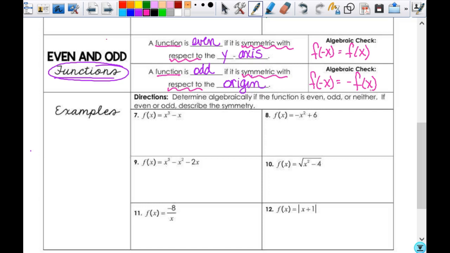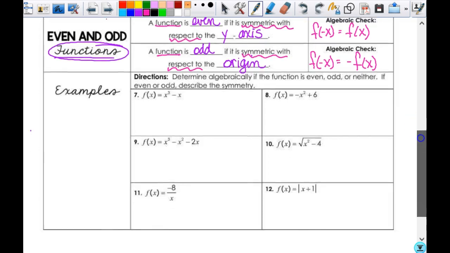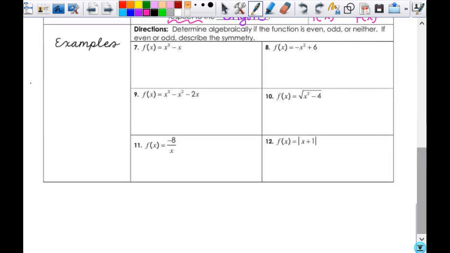All righty, so let's look at some of these examples here then. It says determine algebraically, so we don't have pictures to go by, so we've got to do this the algebraic way. f of negative x. Make sure you write that down first so that you say what you're doing here. And then I've got negative x to the third power, got to be in parentheses, minus a negative x. So what's negative x to the third power? Negative x to the third power. What's negative times negative x? Positive x.